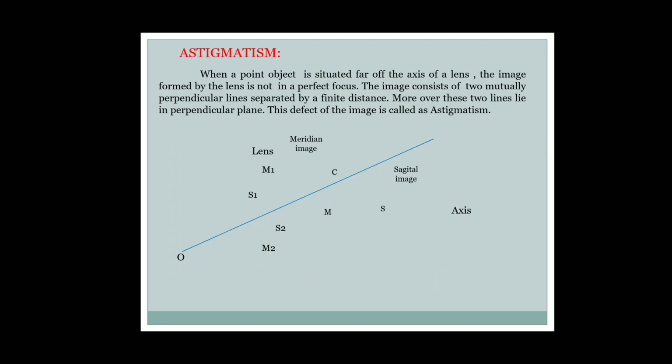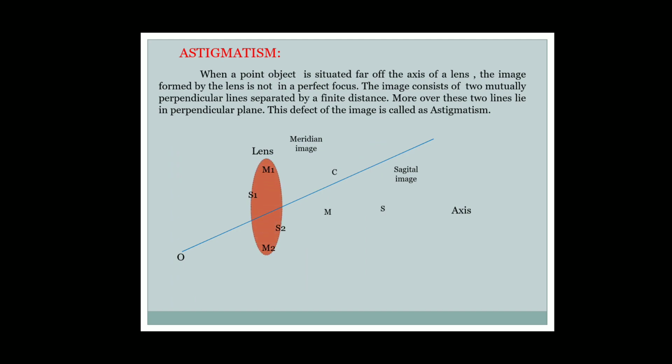Now, what is astigmatism? Already I told you the point object is far from the principal axis. In this case, the image is not a point image. It contains two straight lines perpendicular to each other. This kind of defect is called astigmatism.